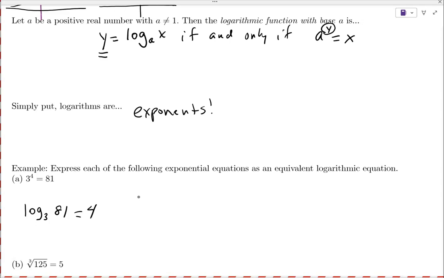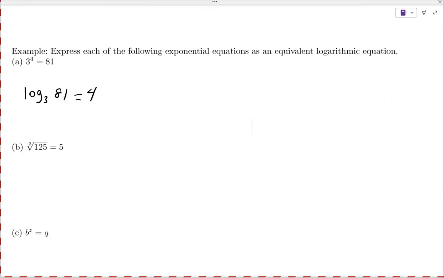Another way to say this is the logarithm statement here is asking you a question. The question it's asking you is, what exponent, the outputs are exponents, logarithms are exponents. What exponent do you need on 3 to give you 81? That's what it's asking you. The exponent that you need is 4, because 3 to the 4th is 81. Okay?